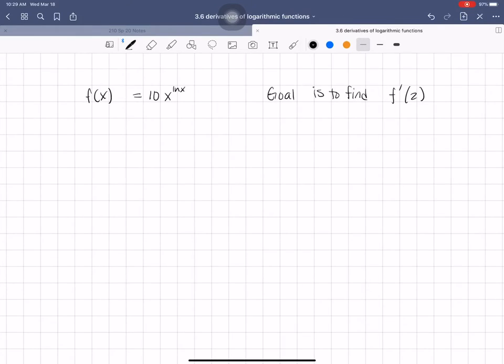So let's start by first thinking of how to set this up. We can have this written as y equals 10x^(ln x). And I know I just changed it to f of x, but that's so we can use this function notation for evaluation. So now what we need to do is actually find this derivative.